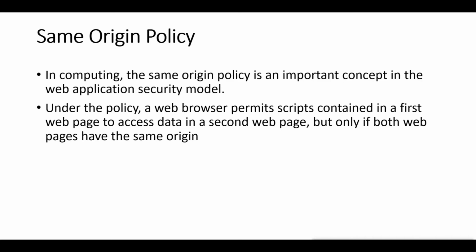Before we go ahead with our cross origin resource sharing policy, let us see what is same origin policy. In computing, the same origin policy is an important concept in the web app security model. Under the policy, a web browser permits scripts contained in a first web page to access data in a second web page, but only if both web pages have the same origin. So one page can talk to another page provided that the first page has the same domain name. This is done to prevent malicious websites from attacking other websites.